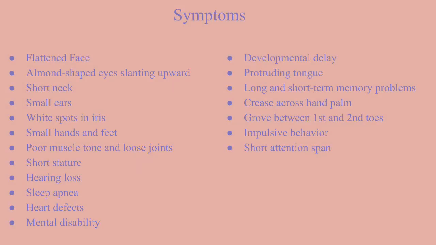The symptoms of Down syndrome include a flattened face, almond-shaped eyes slanting upward, a short neck, small ears, white spots in the iris, small hands and feet, poor muscle tone and loose joints, short stature, hearing loss, sleep apnea, heart defects, mental disability, developmental delay, a protruding tongue, long and short-term memory problems, a crease across the hand palm, a groove between the first and second toes, impulsive behavior, and a short attention span.